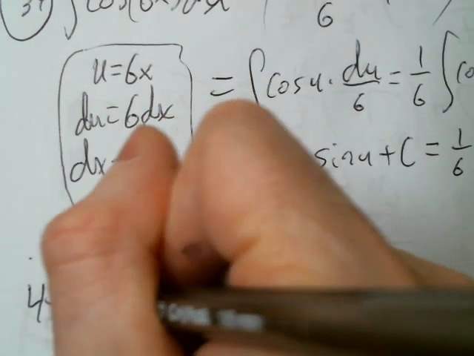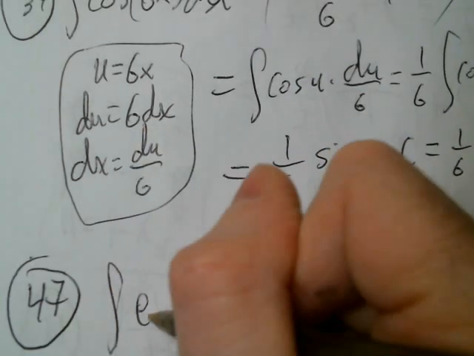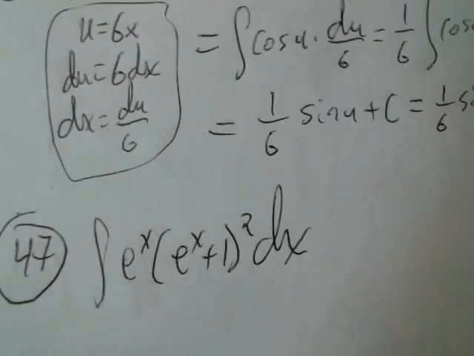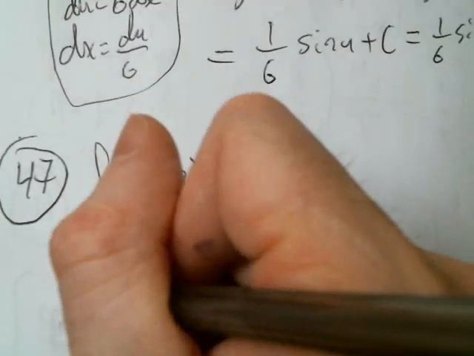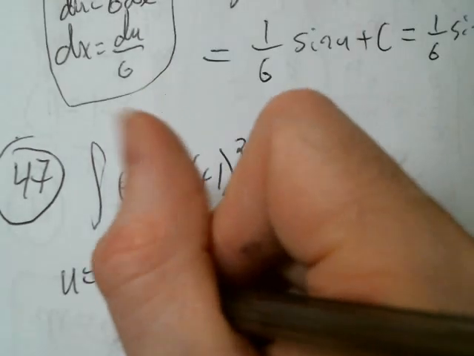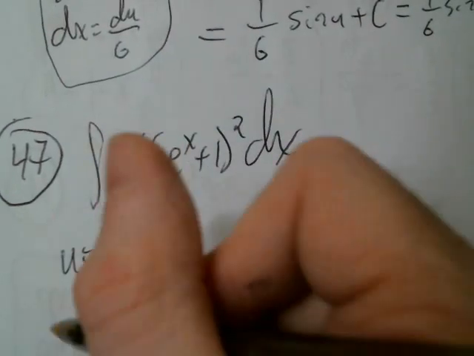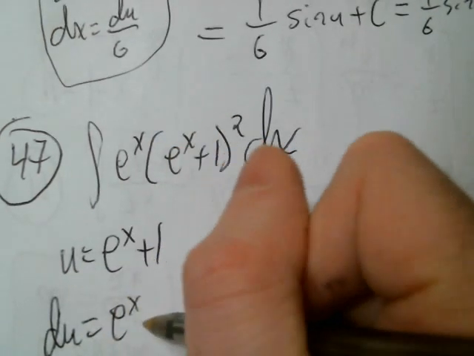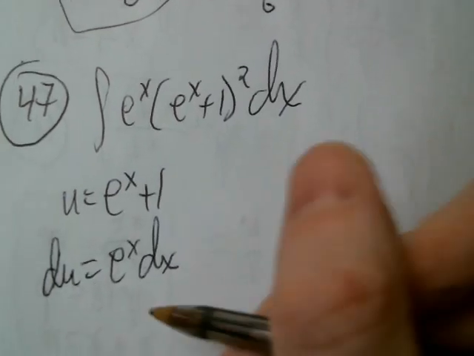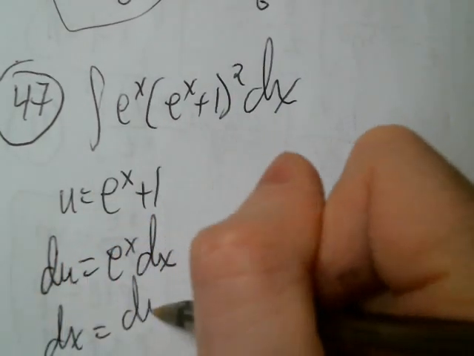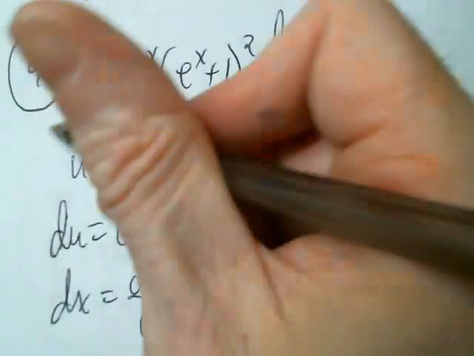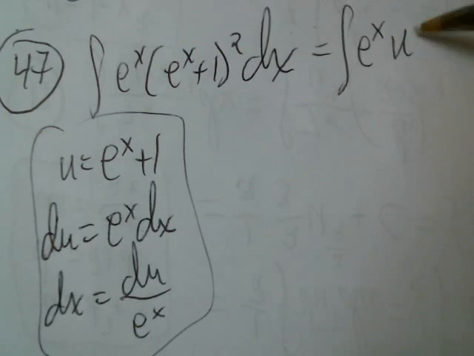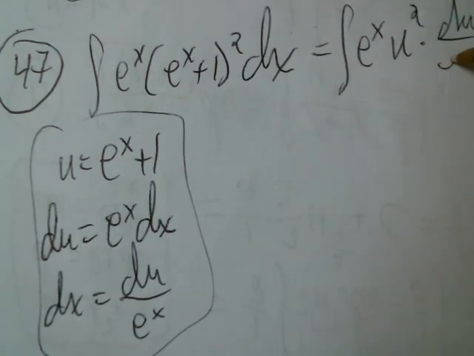Let's look at 47. We have the integral of e to the x times (e to the x plus 1) squared dx. Okay, so I'm going to let u equal the stuff in the parentheses just to see what happens, right? e to the x plus 1. So du is the derivative of e to the x plus 1, which is e to the x plus 0 dx. And then I can replace dx with du over e to the x. So going back up to here, the integral of e to the x times u squared times dx, which is now du over e to the x.